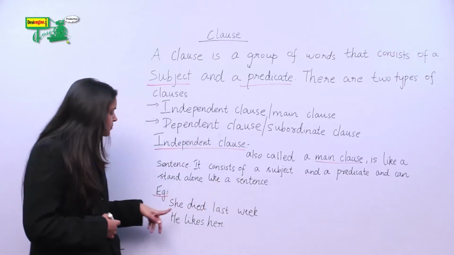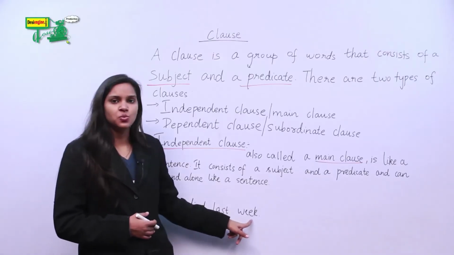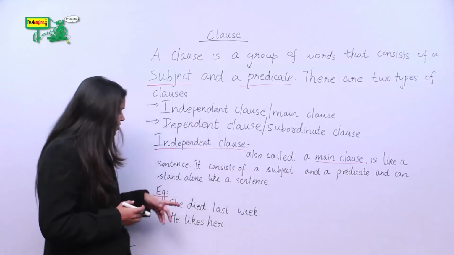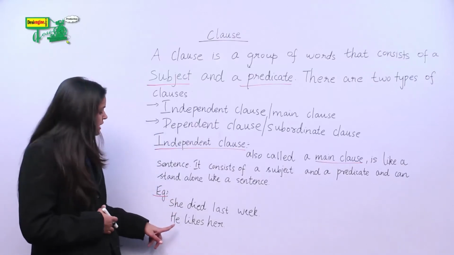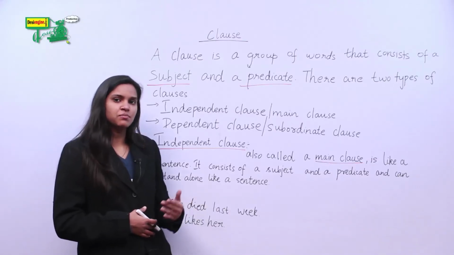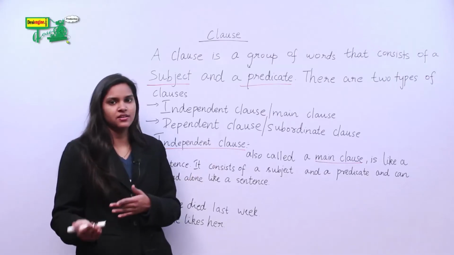For example, she died last week. This clause makes complete sense on its own. Let me give you another example. He likes her. This is an independent clause which makes complete sense. That is, he likes her.